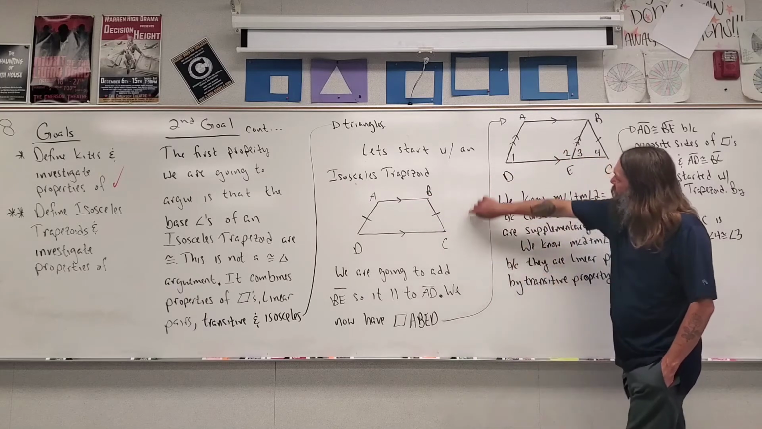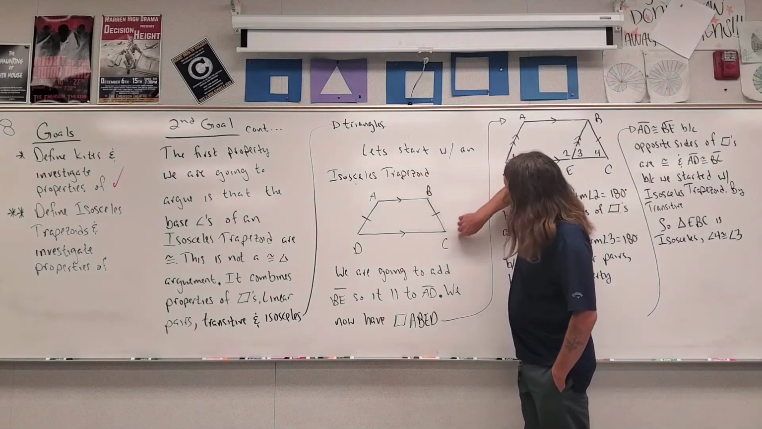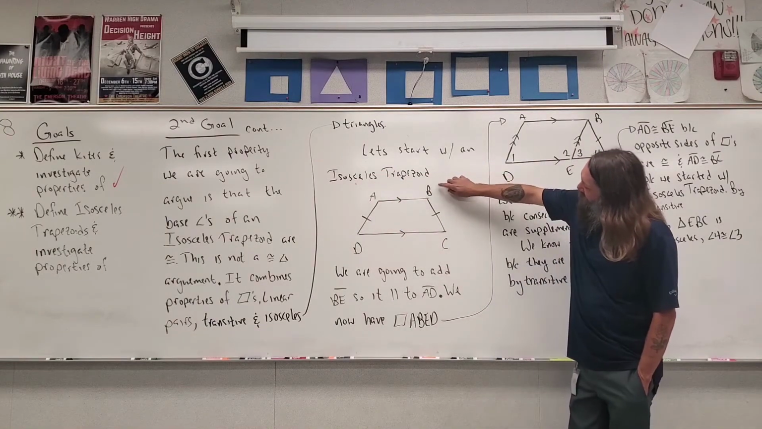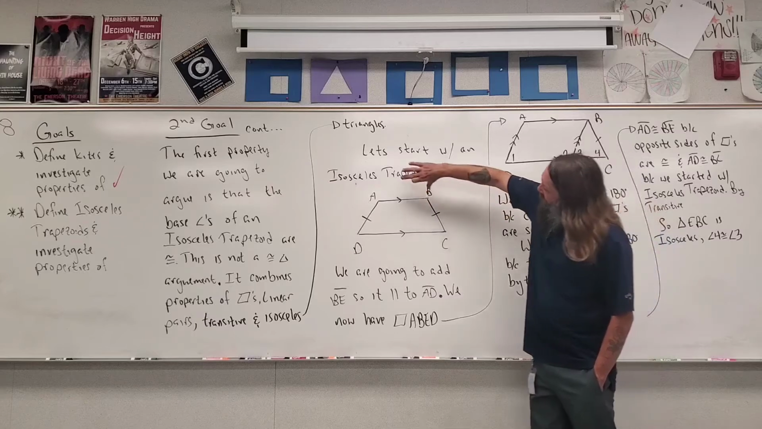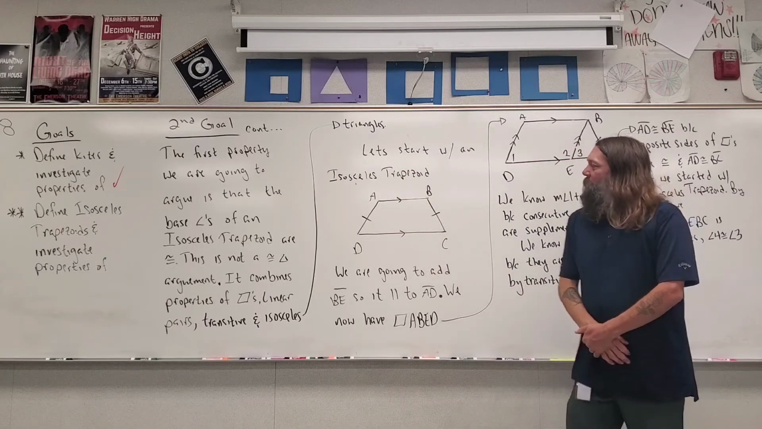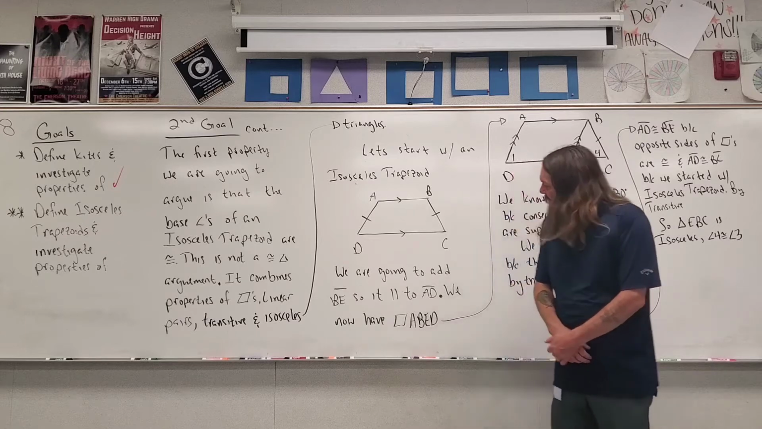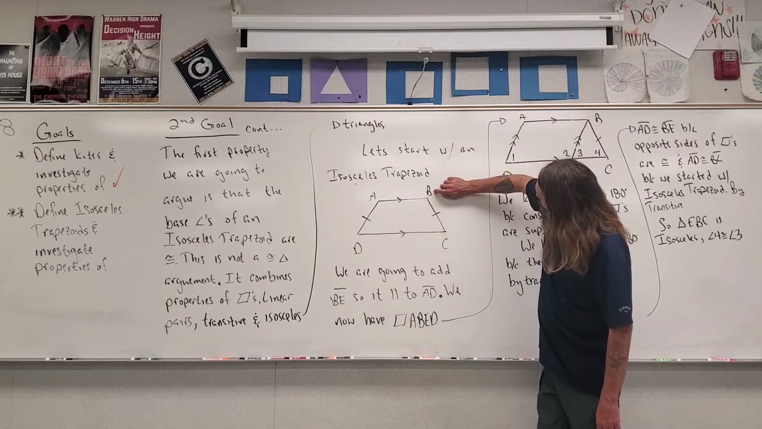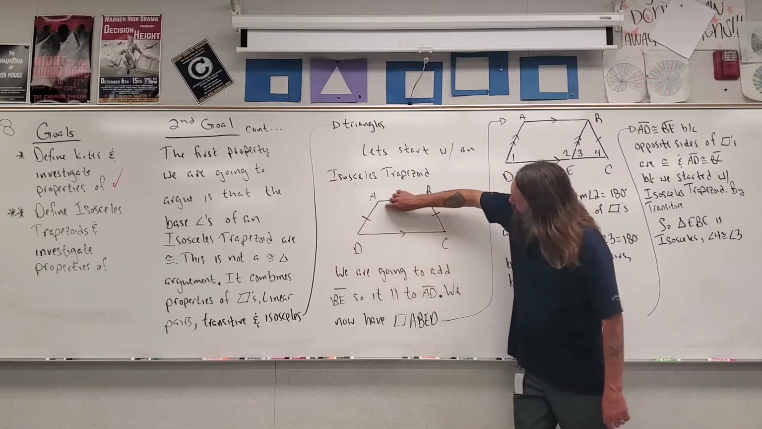So we start with an isosceles trapezoid ABCD, where side AD is congruent to side BC, these are the congruent legs, and side AB is parallel to side DC. So what we're going to do is add segment BE. We're going to draw a segment from point B, BE, so it is parallel to AD.